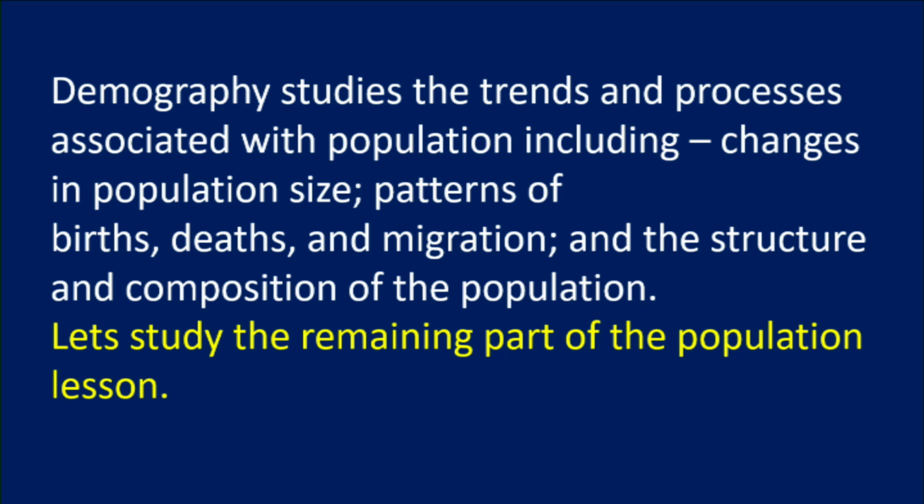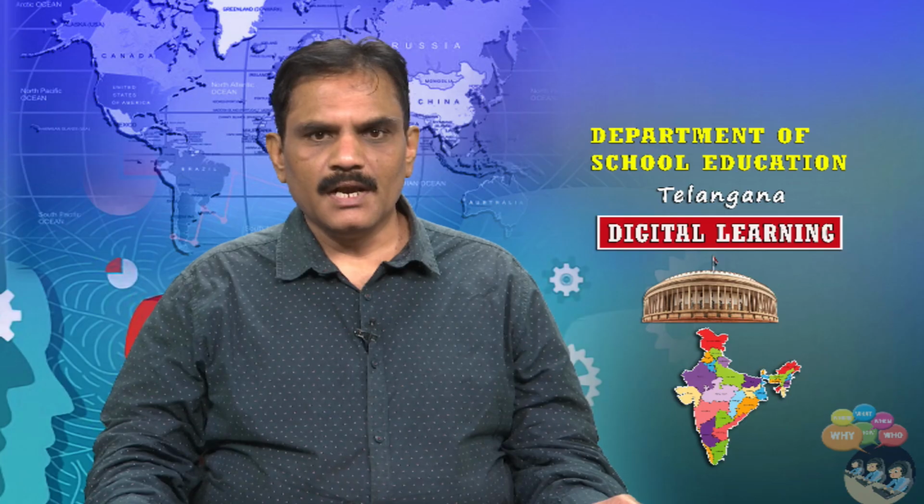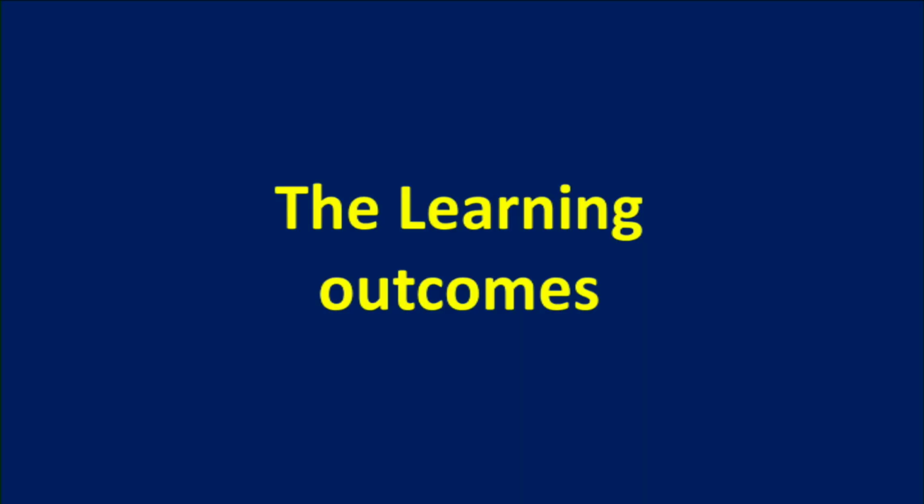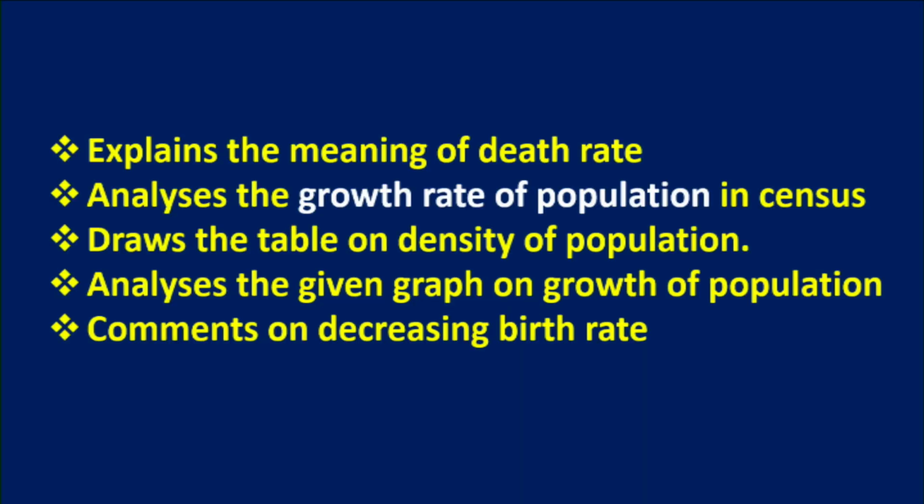Now let us study the remaining part of the population lesson. Now let us see the learning outcomes of this unit. Explains the meaning of death rate, analyzes the growth rate of population in census, draws the table on density of population, analyzes the given graph on growth of population, comments on decreasing birth rate.